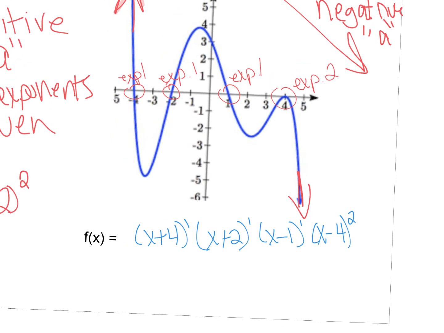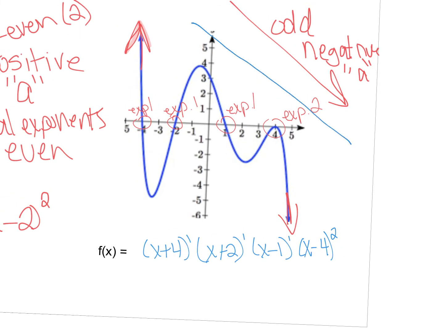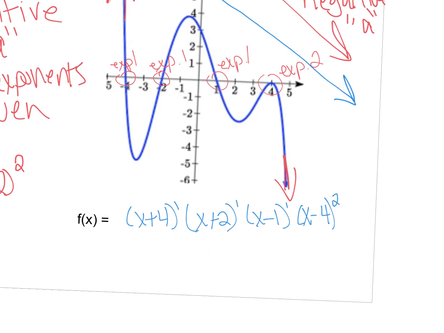The only other thing we need to remember is that the graph is going down from left to right, which means it has a negative lead coefficient or a negative a value. So we would just need to make sure we put a negative out in front. And then we can just double check if we add all of our exponents together. 2 plus 1 plus 1 plus 1 is 5, which is odd, which is good. That means they should be going in opposite directions.